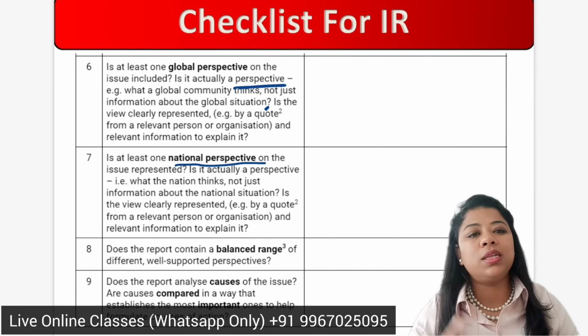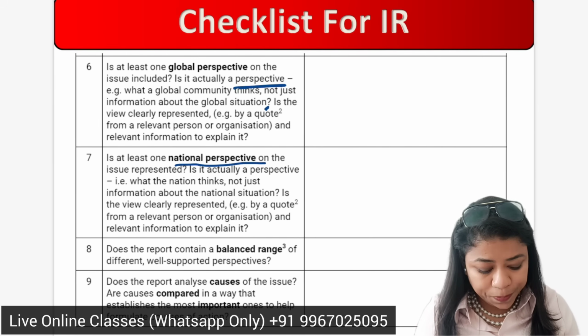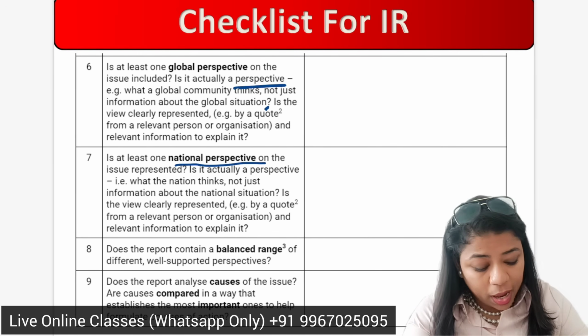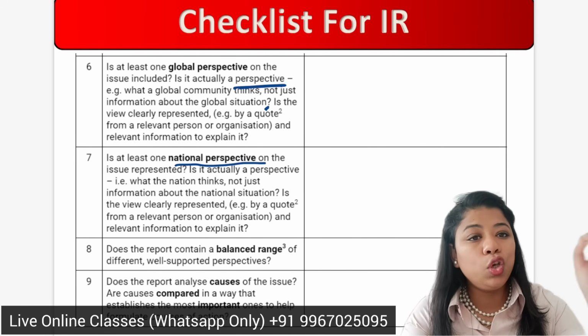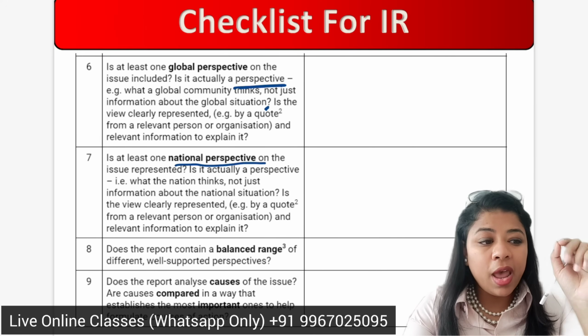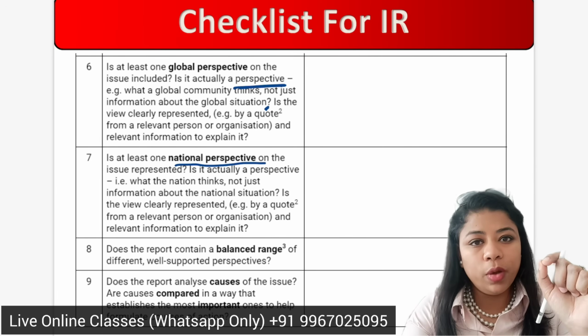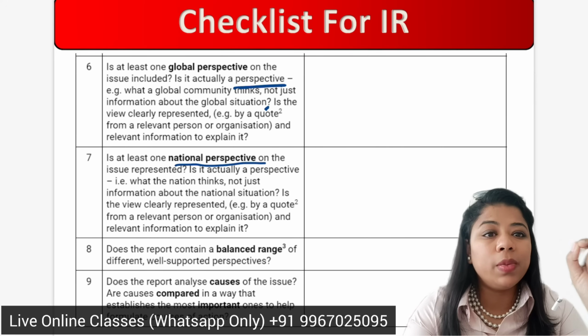This will help you to balance your writing part as well when you are actually sitting and writing the essay. Does the report analyze the cause of the issue? This is very important in global perspective. You are writing from a perspective of a leader, and for any issue, if you want to solve it, you need to figure out the cause of that issue. Only then you'll be able to solve that, and that is very, very important.